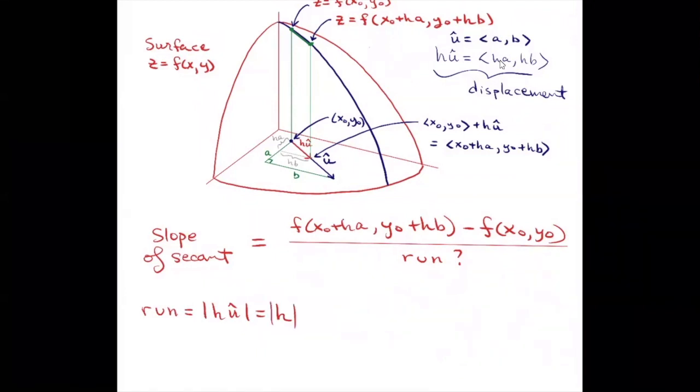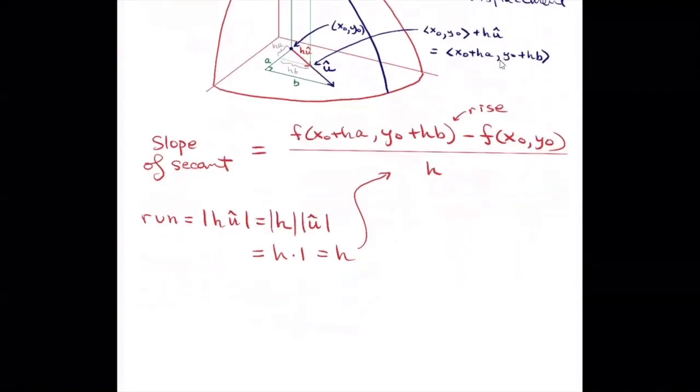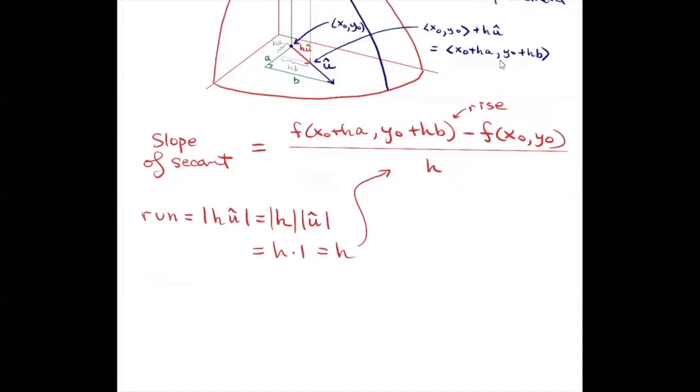Absolute value of h times the magnitude of u. But u is a unit vector, so this is just h times 1, which is h. So this is the run that we need to put down here, just h. So the numerator is the rise, the denominator is the run. And if we take h to 0, then that's called the directional derivative.